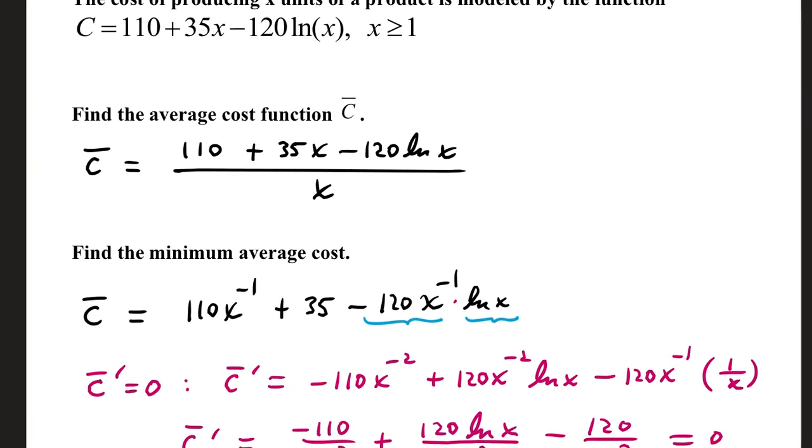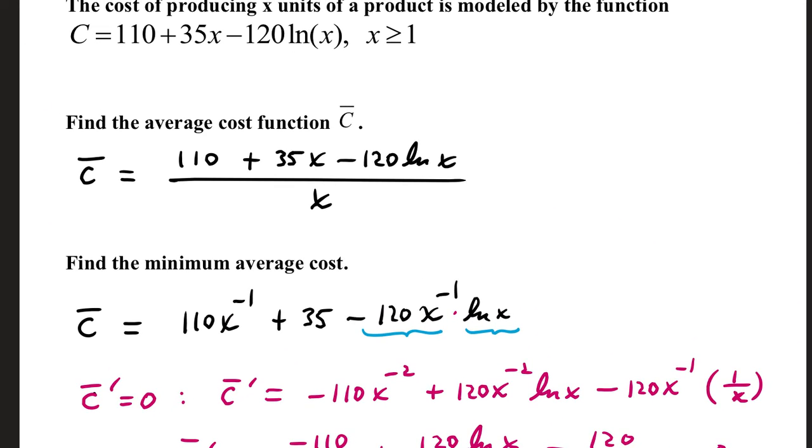And a second example, basically the same type. I just changed the cost function a little bit. We still have a cost function given. Average cost is cost function over X. Using the same, I don't want to call it a trick, but the same technique I used earlier on the first slide. You could call this 110 x to the negative 1.